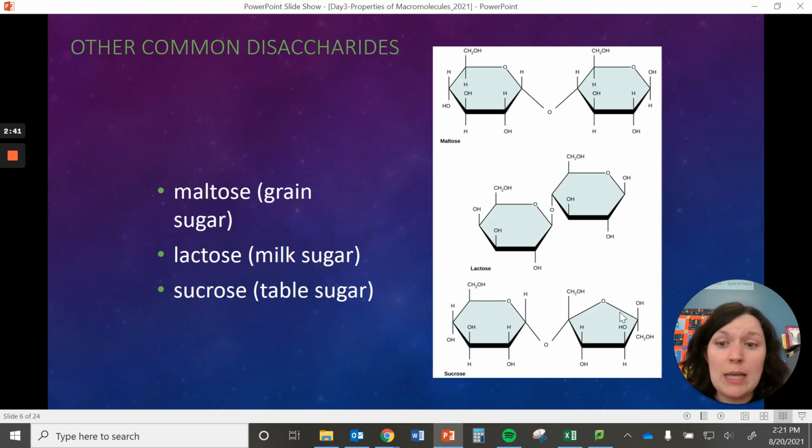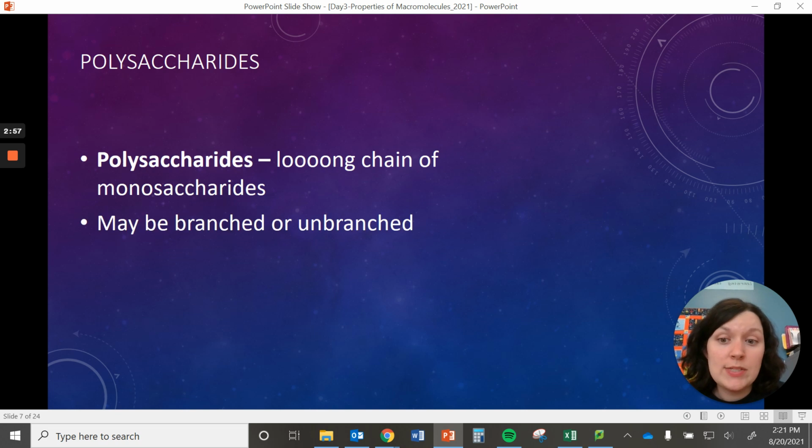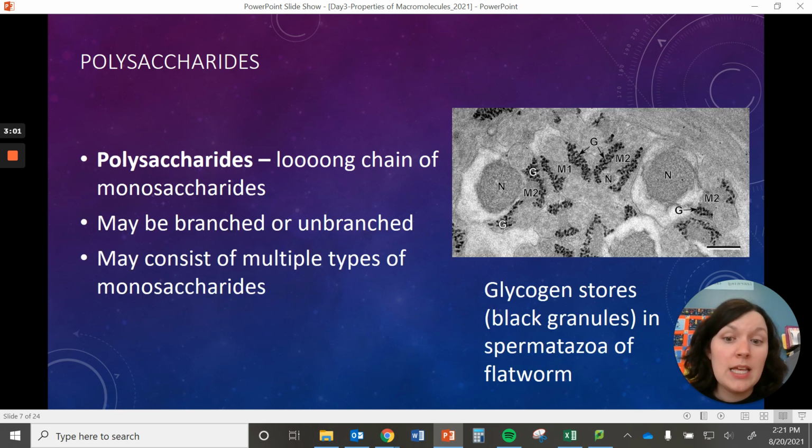Okay, here's some other examples. Maltose, lactose, sucrose. Again, some examples. We can refer to these as disaccharides because they are made of 2. So just another term relating to carbohydrates. And then polysaccharides is when we have long chains of monosaccharides, and they can be branched or unbranched, and they can have different types of monosaccharides in them. They can have 5-membered rings and 6-membered rings. It doesn't matter. They're all going to be monosaccharides.